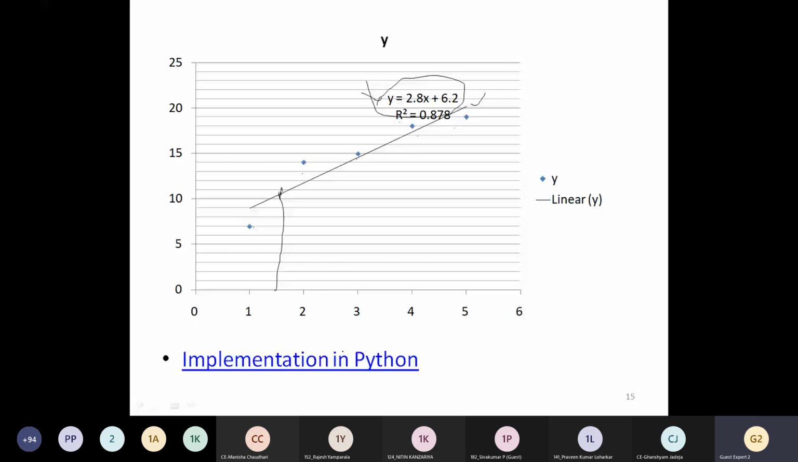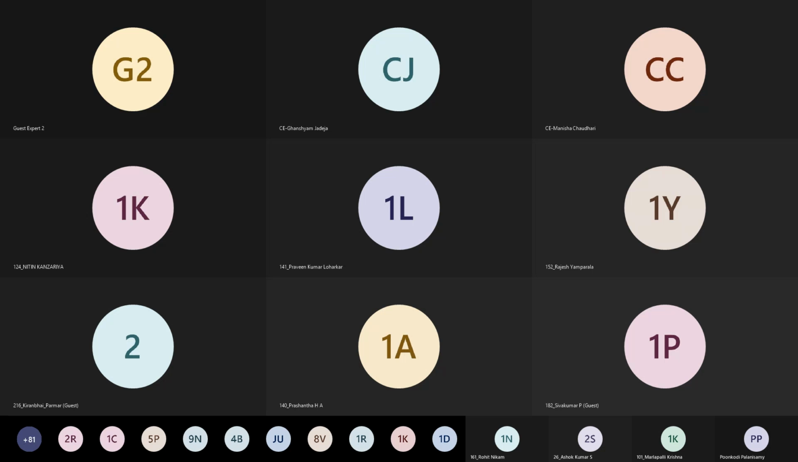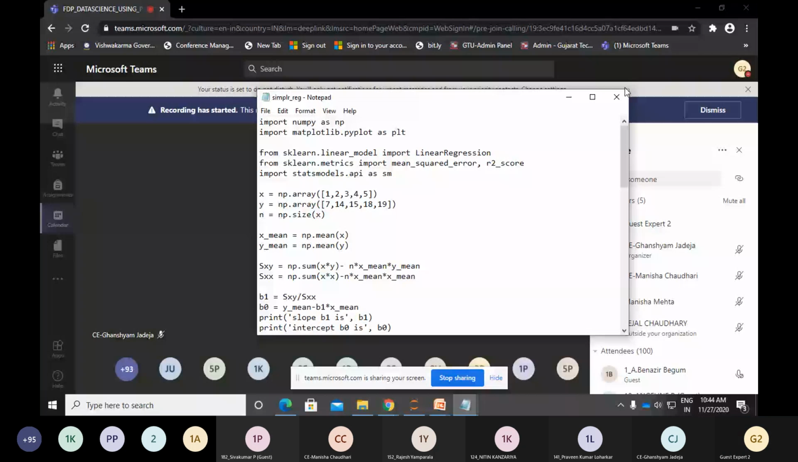Clear? Okay, now I'll show you the implementation of them in Python. Can you see the program? Yes, ma'am. Okay.